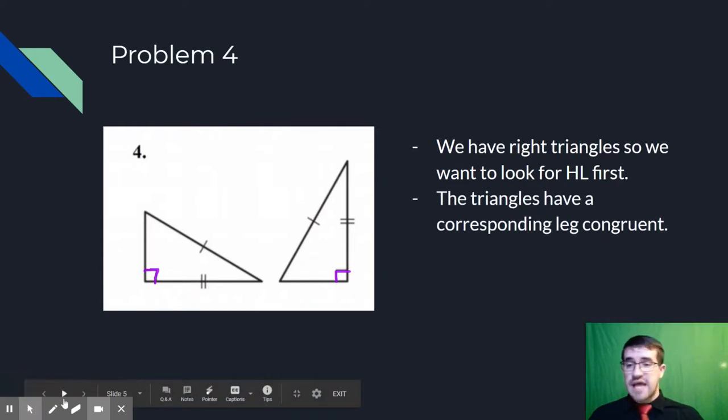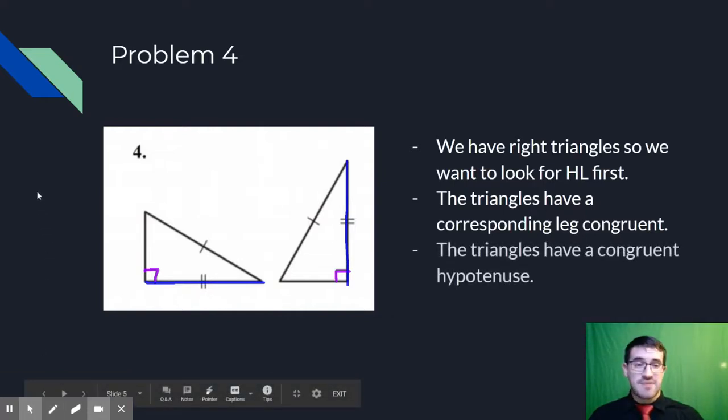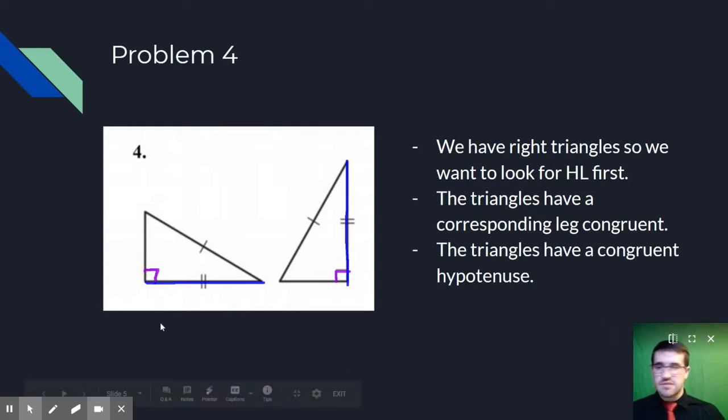The triangles have a corresponding leg congruent. That is the legs highlighted here in blue. And that's the best I've drawn a straight line in a while with a mouse. And the triangles have a congruent hypotenuse. And that is right here in green.